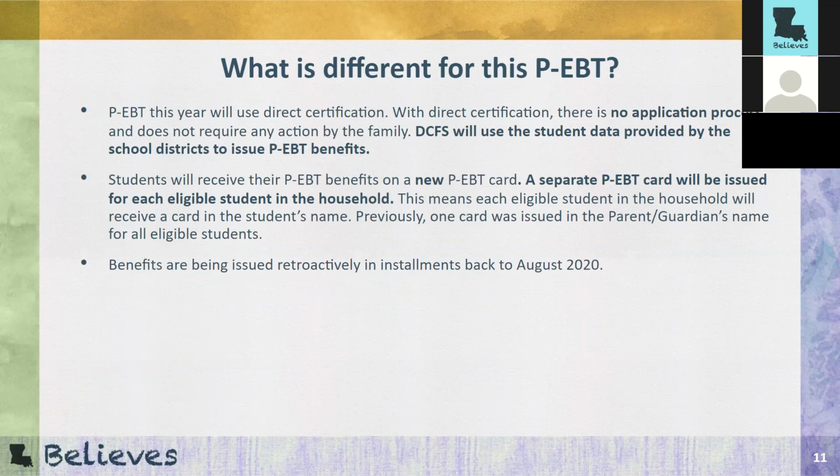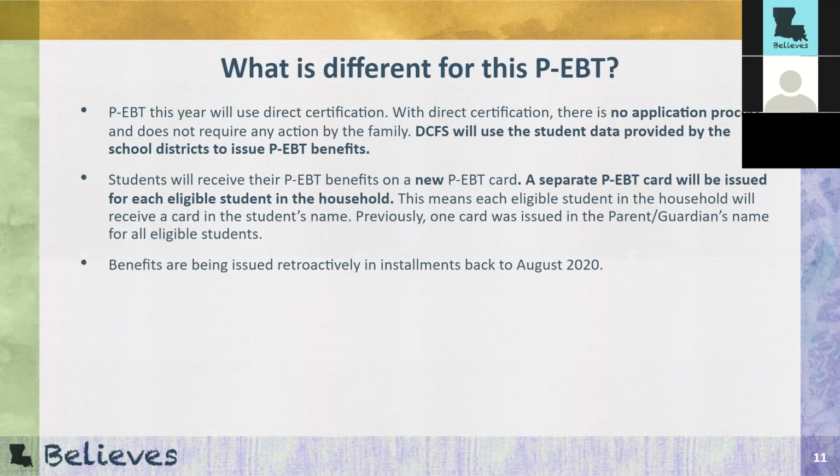So what is the difference for this P-EBT? P-EBT this year is using direct certification. With direct certification, there's no application process and it does not require any action by the families. So DCFS is going to use the data that is provided by the school systems to issue the P-EBT benefits.